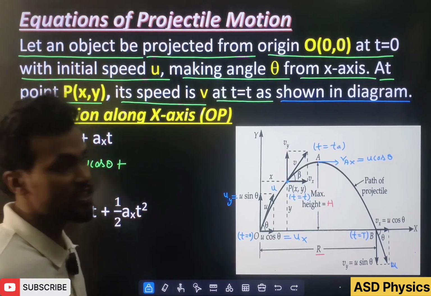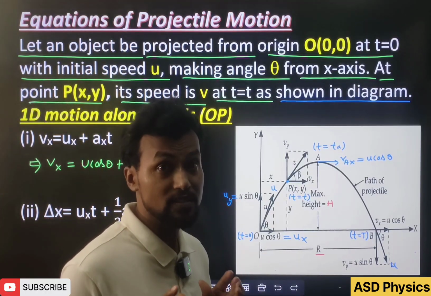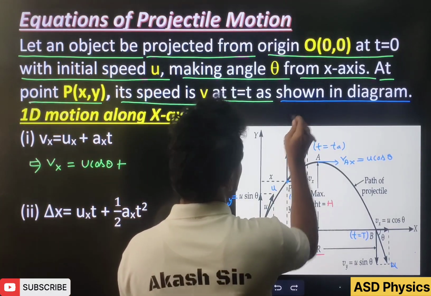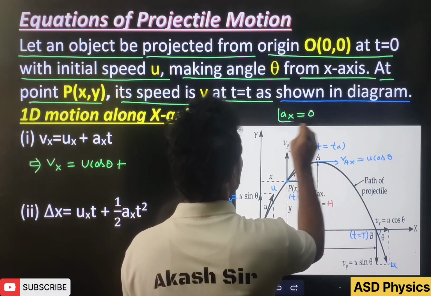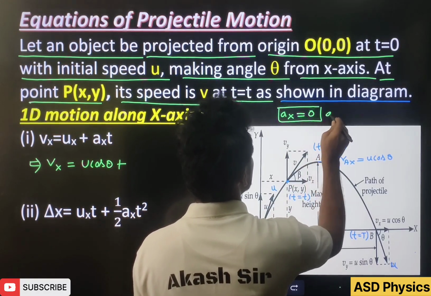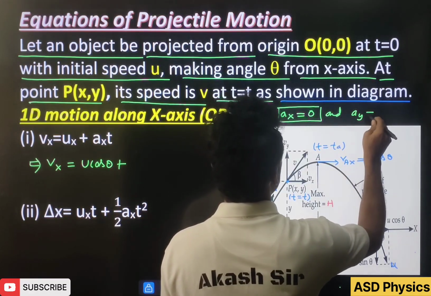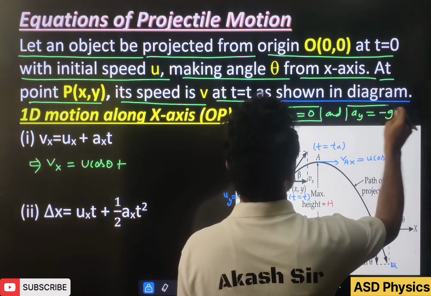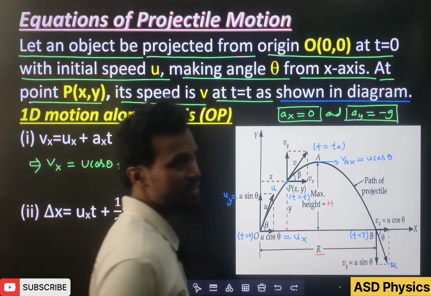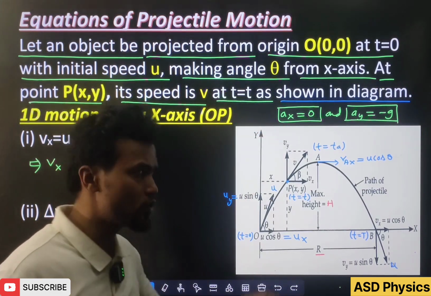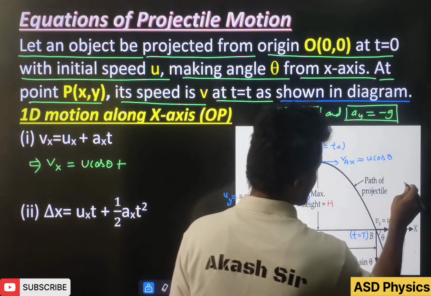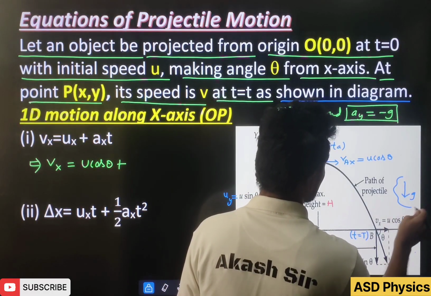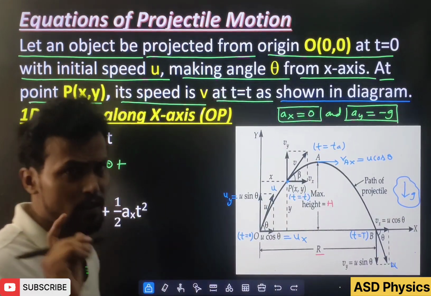What about the acceleration? As there is no air resistance and the particle is neutral, I can tell there is no acceleration along the x direction. Similarly, along the y direction it will be minus g. Why? Because I am taking the mathematical convention, upward plus, downward minus. This g is acting in a downward direction, that's why we are taking the minus.